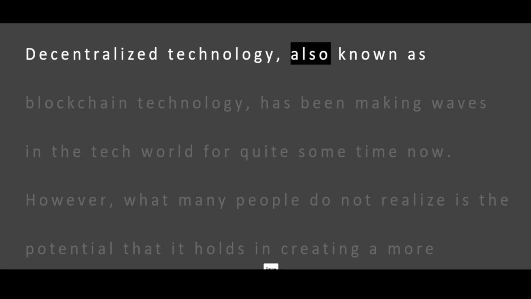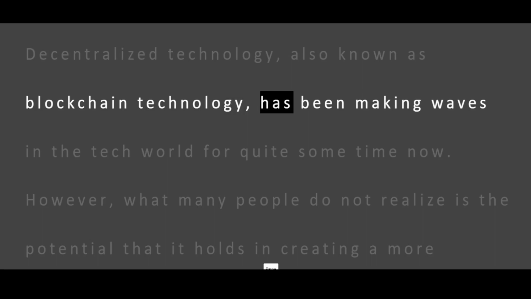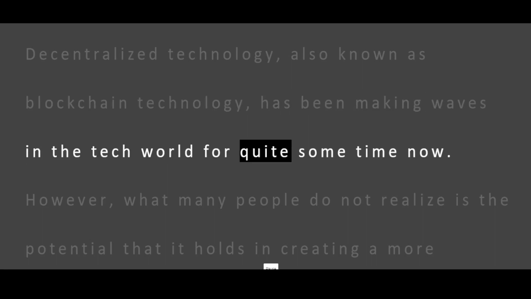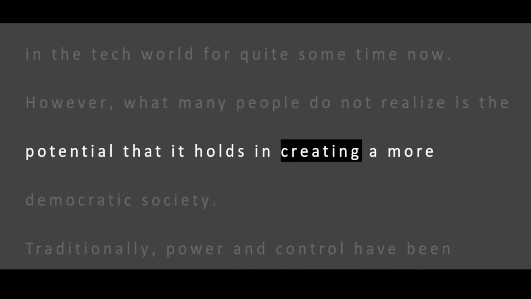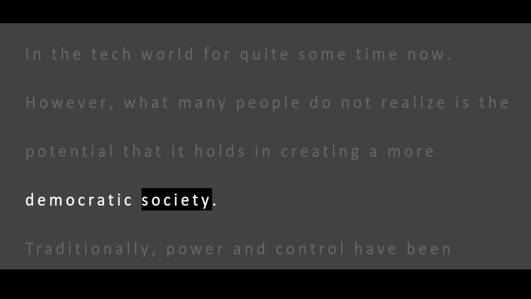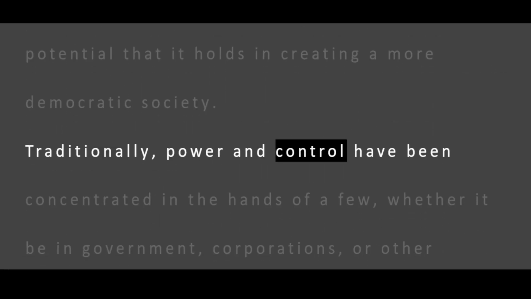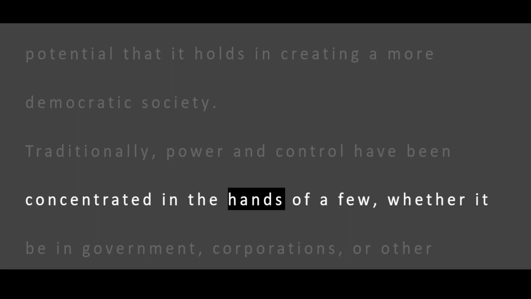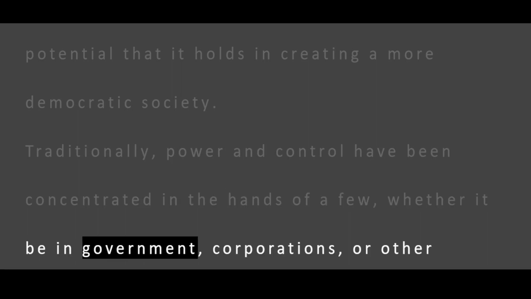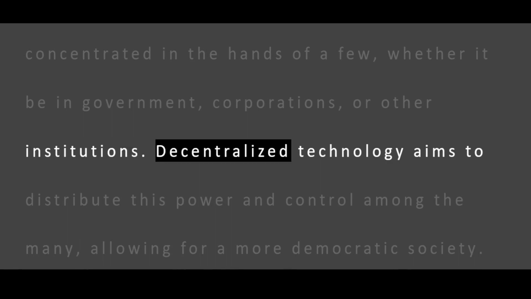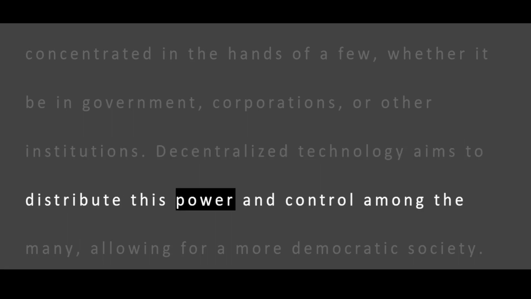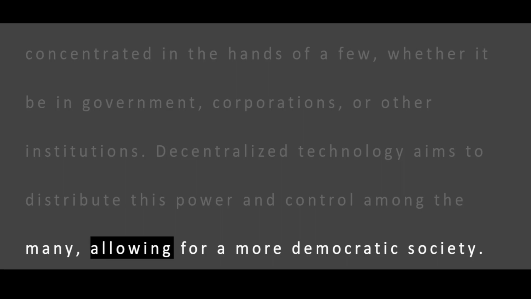Decentralized technology, also known as blockchain technology, has been making waves in the tech world for quite some time now. However, what many people do not realize is the potential that it holds in creating a more democratic society. Traditionally, power and control have been concentrated in the hands of a few, whether it be in government, corporations, or other institutions. Decentralized technology aims to distribute this power and control among the many, allowing for a more democratic society.